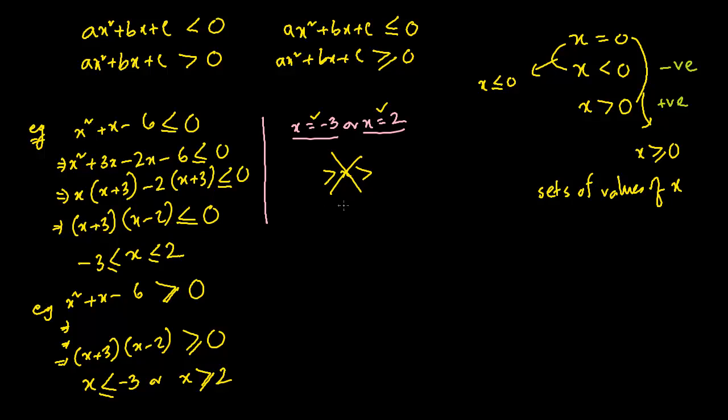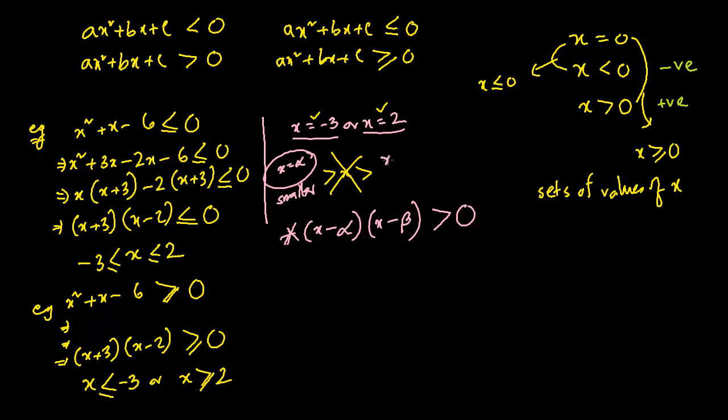So the general rule would be, if you have x minus alpha and x minus beta as the factors, and it is greater than 0 or greater than or equal to, then what you have to do is find the critical values when it is equal to 0, when it is an equation. So one would be x equals alpha. Suppose x equals alpha is the smaller value, and suppose x equals beta, I'm just using Greek alphabets for convenience, is the larger value.